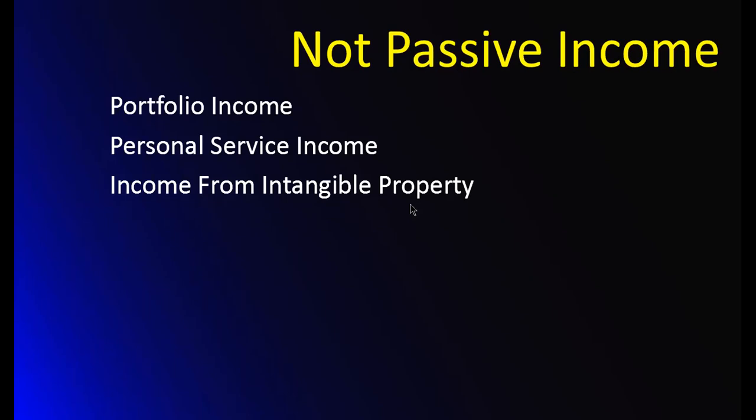So to the IRS, any kind of portfolio income is typically not passive income. Personal service income is not typically passive income. Intangible property, like patents and copyrights, is typically not passive income because you're usually selling it off to someone else. And normally, you were part of the writing of the patent, and that's what they're going from.